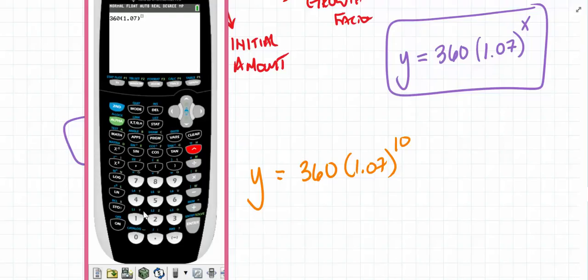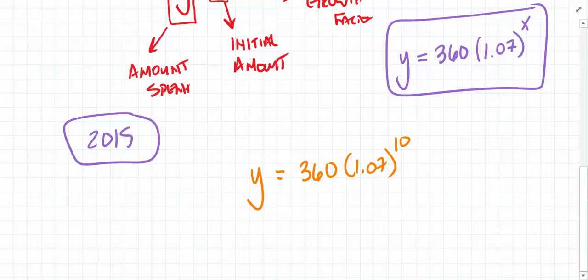Now before I hit the enter button, what would we expect to see? A number more than 360 or less than 360? We would expect to see a number that's greater than 360. So if we don't, we maybe did something wrong. So here we go, 708. There we go, 708 what? Elephants? Monkeys? What is this? $1 billion. Yeah, there we go. So we're expecting about 708 billion in the year 2015.